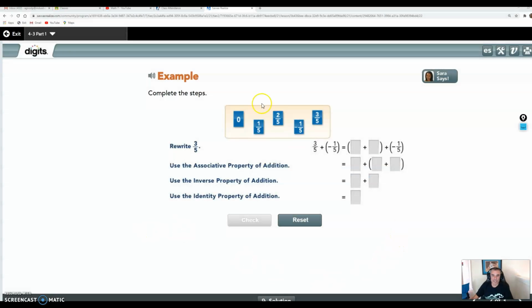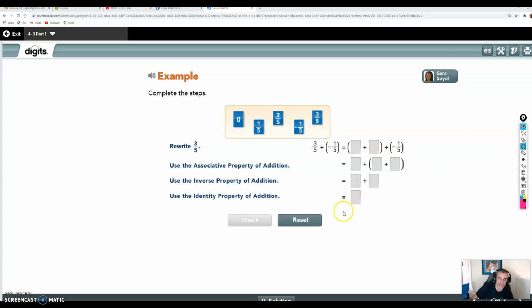All right, it says complete the steps. And this whole page is kind of confusing. What they want us to do here is solve this problem right here: 3/5 plus negative 1/5. So instead of doing nice integers, now we're actually working with fractions.